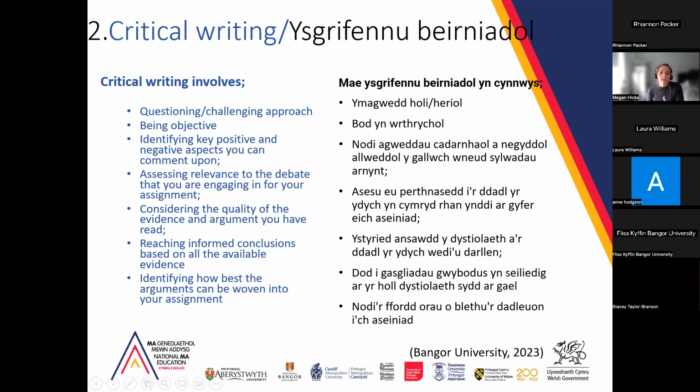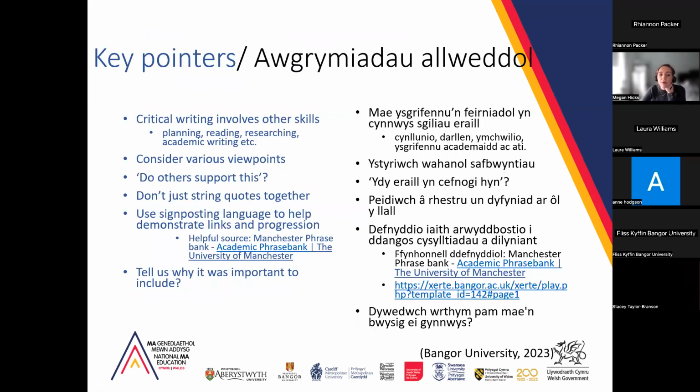But some of the key things it involves are that questioning, challenging approach, being objective, so not taking things at face value, making sure you're using evidence rather than opinion to back up your key points. It involves looking at different points of view, so different sides of the debate, and it also involves you drawing conclusions from the evidence that you've looked at to answer the question that you've been given. Like I said, I could talk about this for quite a while, but I'm going to move on for time to some of the key pointers that you might want to think about in order to improve your work, and hopefully you can take at least a couple of these forward within your next piece of writing.